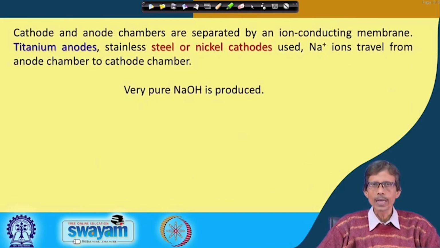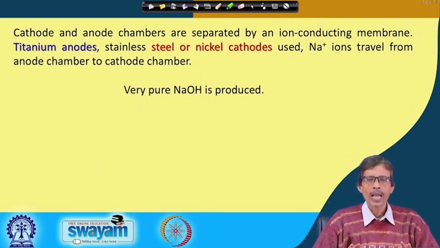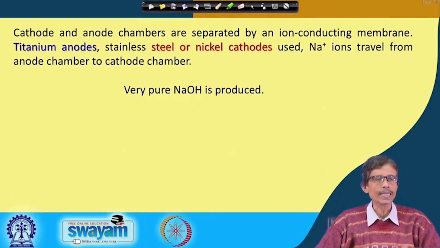The chambers we are using, the cathode and anode chambers, are separated by this particular membrane, and you have the anodes, which are titanium anodes, and the cathodes, which are steel as well as nickel cathodes.